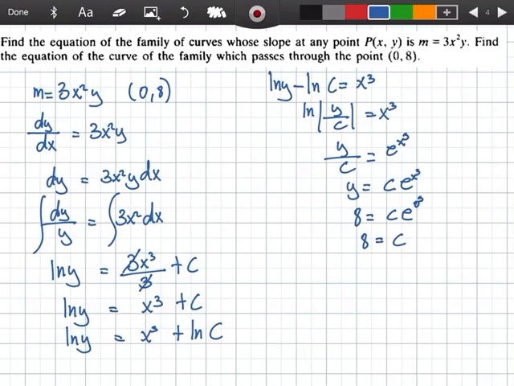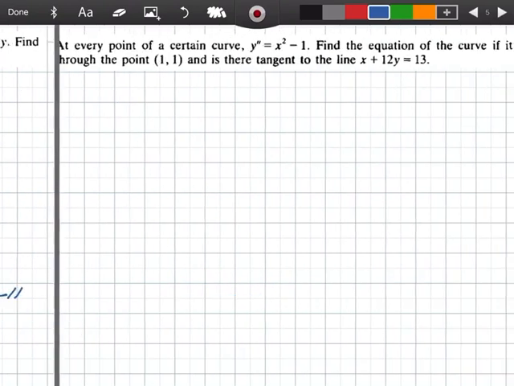So, we will have y is equal to 8e raised to x cubed. So, this is the equation that is required. Find the equation of the family of curves whose slope is m equal to 3x squared y, and which passes through the point (0, 8). Check. So, the answer is y is equal to 8e raised to x cubed. Okay?